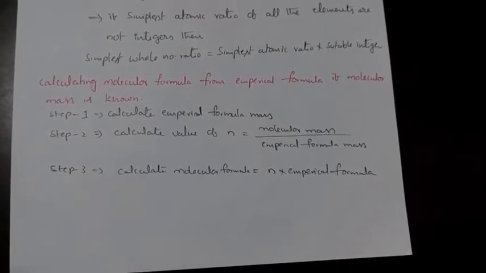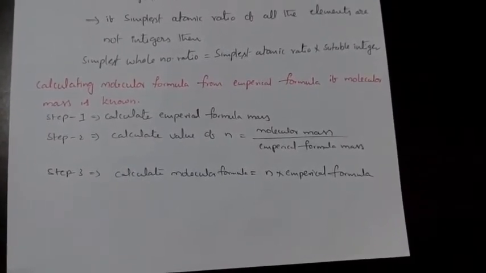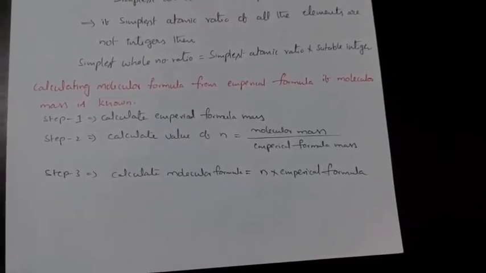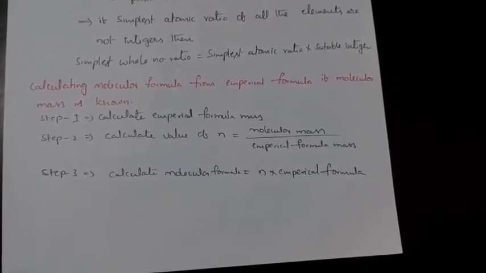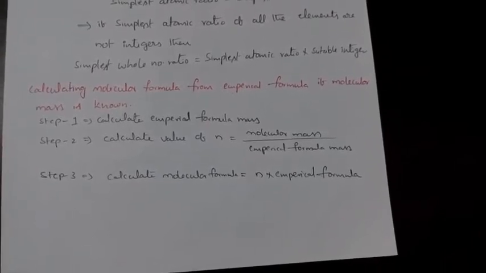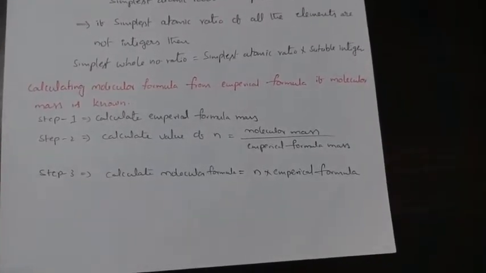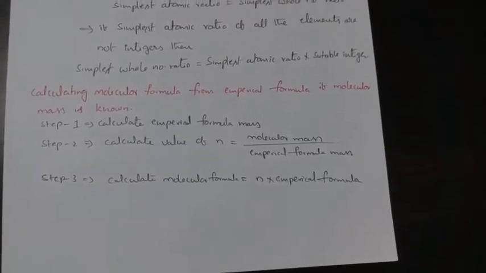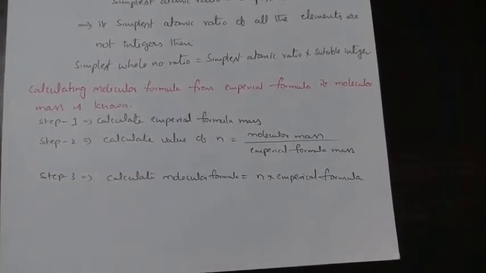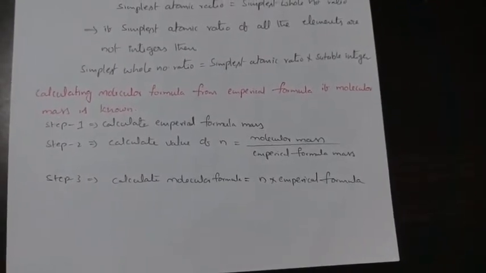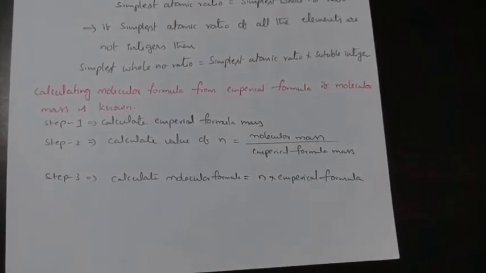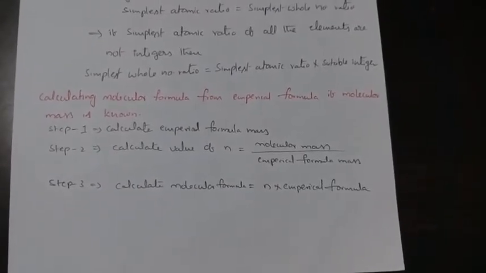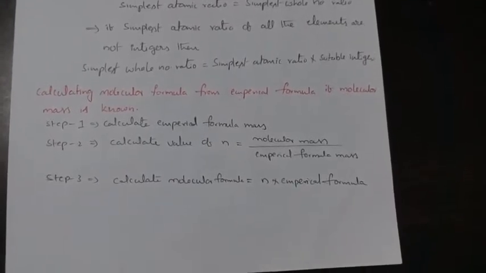Next, second step, calculate the value of n. After finding the empirical formula mass, we have to calculate n, which is nothing but an integer. For that, the formula is the molecular mass divided by the empirical formula mass. Whatever the given molecular mass divided by the empirical formula mass gives n. After getting n, we know the empirical formula and n, so we can calculate the molecular formula: n times the empirical formula gives the molecular formula.